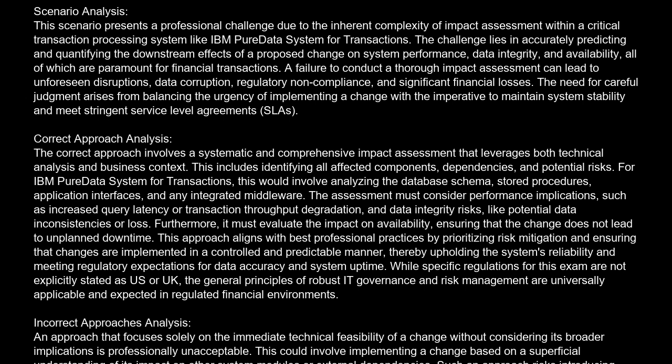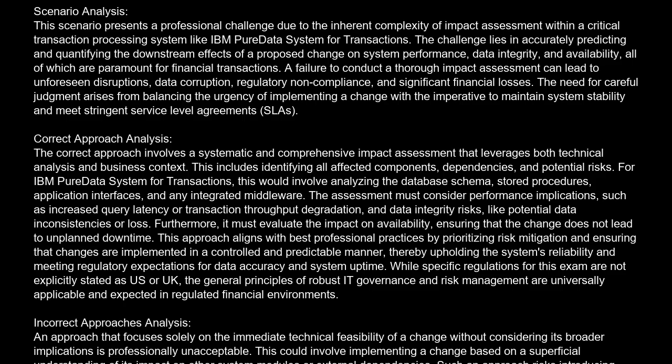Correct approach analysis. The correct approach involves a systematic and comprehensive impact assessment that leverages both technical analysis and business context. This includes identifying all affected components, dependencies, and potential risks. For IBM PureData System for Transactions, this would involve analyzing the database schema, stored procedures, application interfaces, and any integrated middleware. The assessment must consider performance implications, such as increased query latency or transaction throughput degradation, and data integrity risks, like potential data inconsistencies or loss. Furthermore, it must evaluate the impact on availability, ensuring that the change does not lead to unplanned downtime.